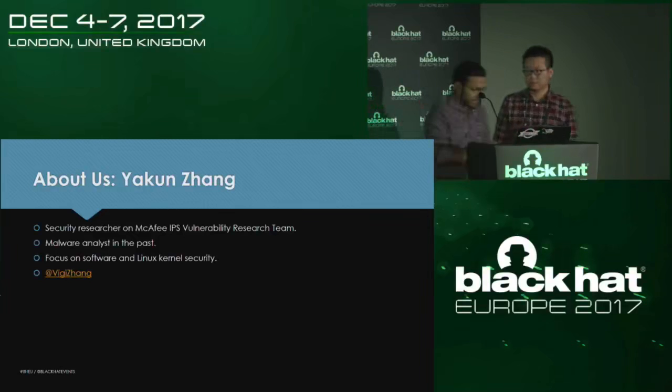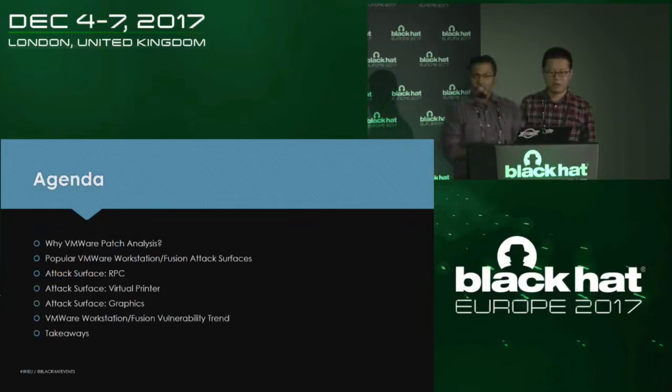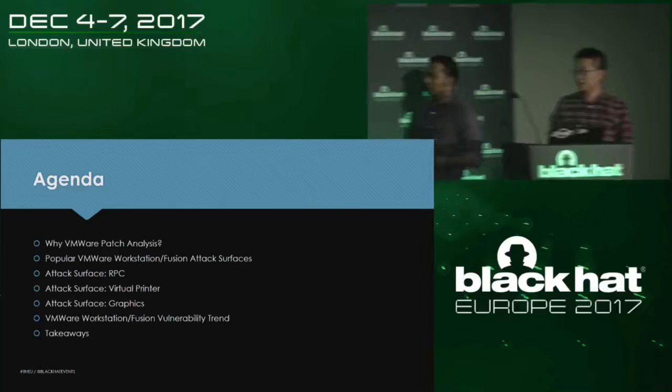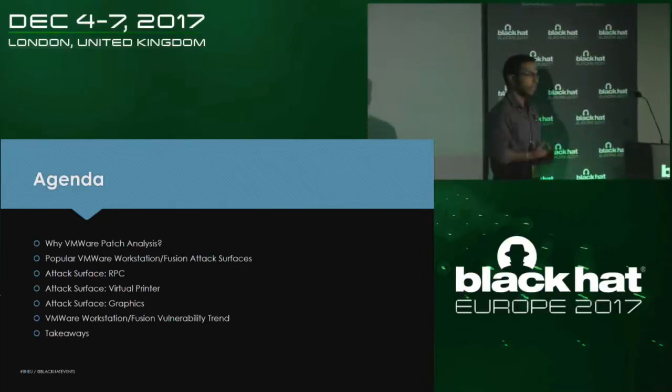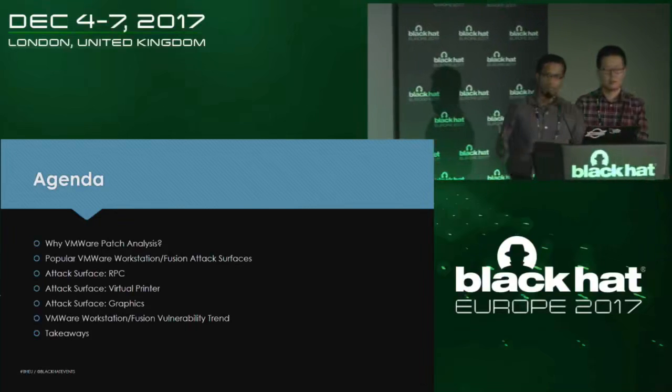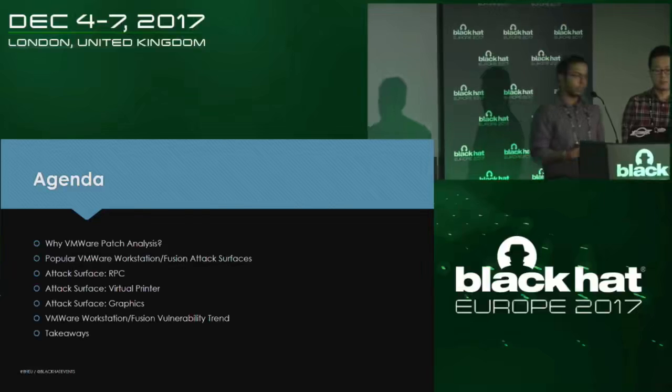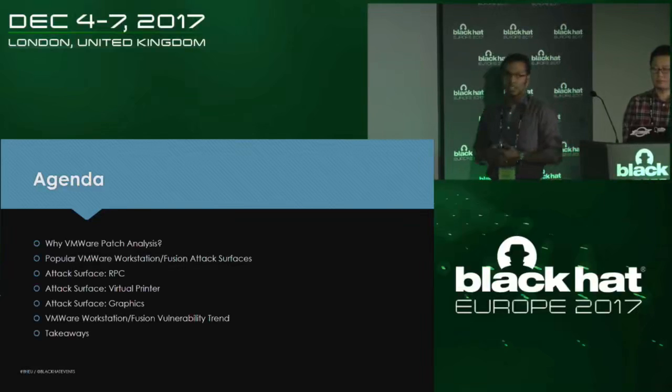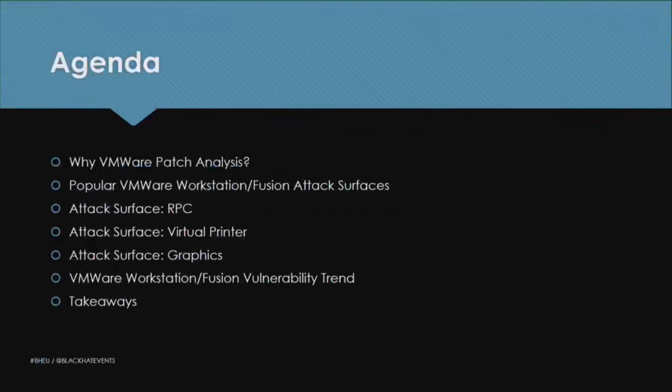So this is the agenda of our talk today. We'll quickly start with why we started this research, what was the motivation behind this VMware patch analysis that we have been doing for the past 1 year. After that, we are going to jump into the most popular attack surfaces that have been targeted by vulnerability researchers to perform guest-to-host escapes. After that, in today's talk, we are going to cover 3 attack surfaces. The first one is the RPC. The second one is the virtual printer attack surface. And after that, we are going to move to the graphics components of VMware. And after that, we'll finish our talk with the vulnerability trend analysis of VMware that we have seen and that we may see in the near future.